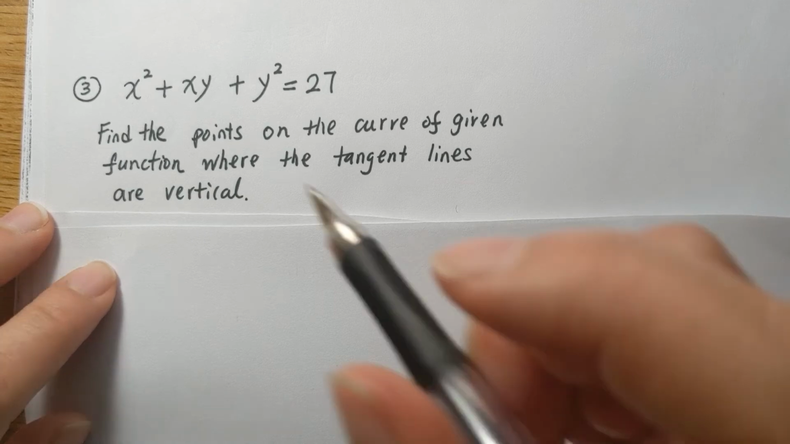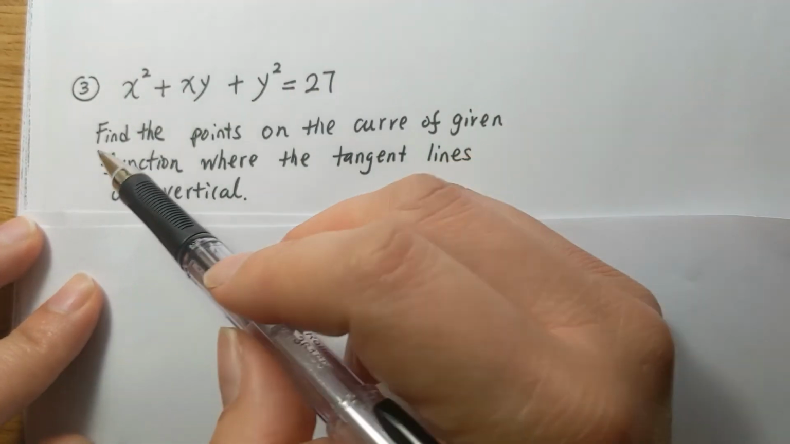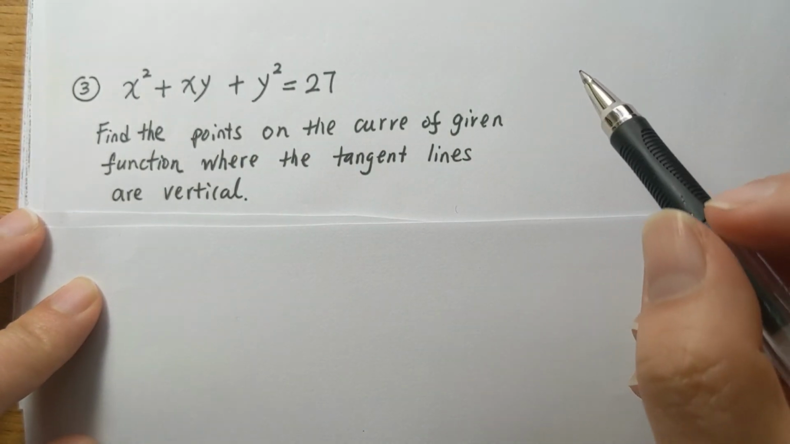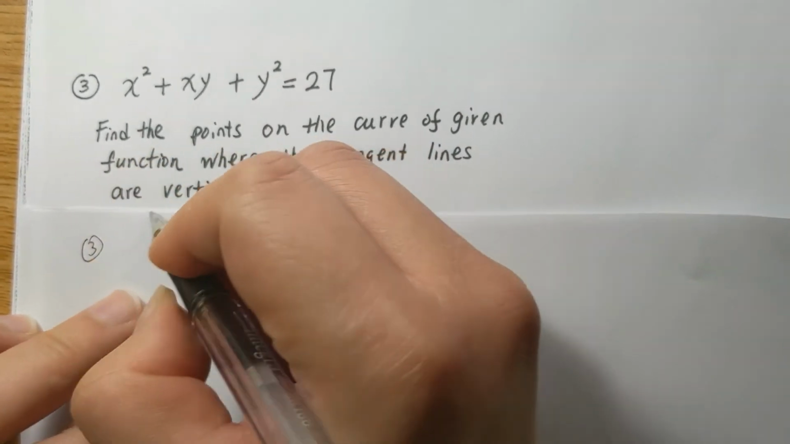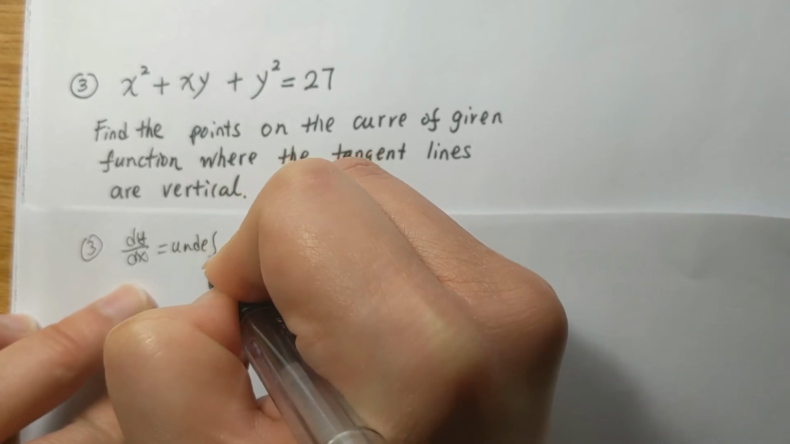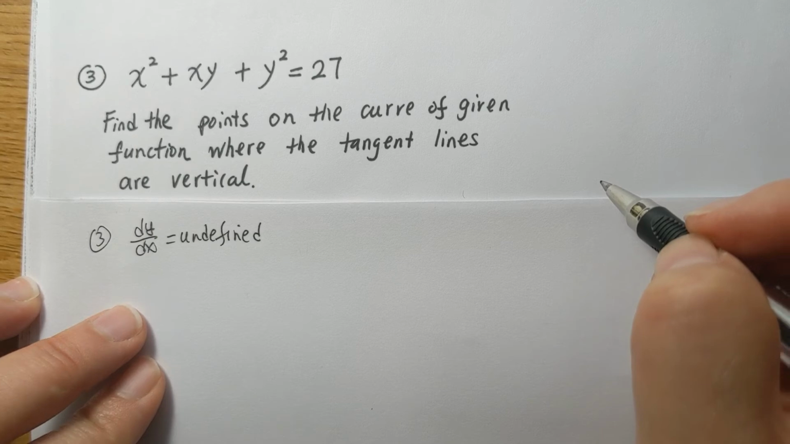Question number 3. We have x squared plus xy plus y squared equal to 27. Find a point on the curve of the given function where the tangent line is vertical. So for number 3, same idea: we want dy/dx equal to undefined. So we need to find the derivative first.